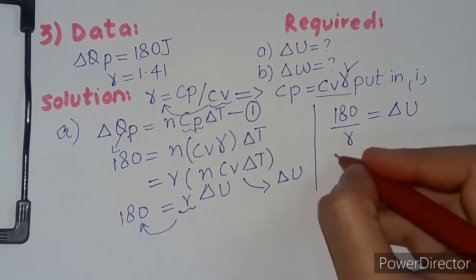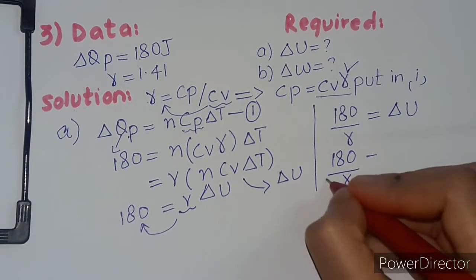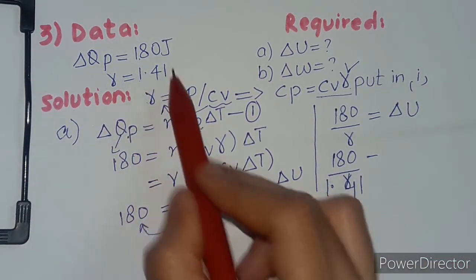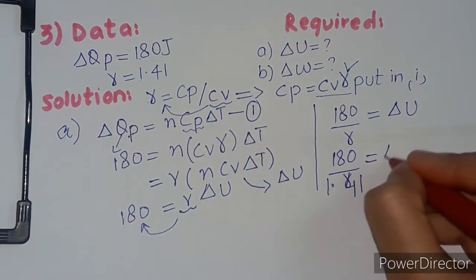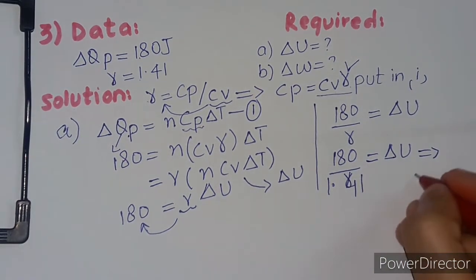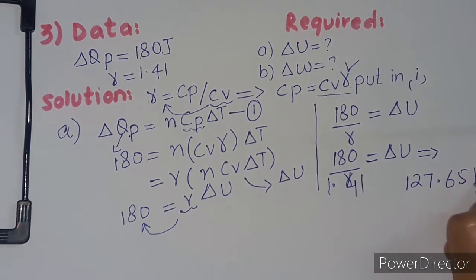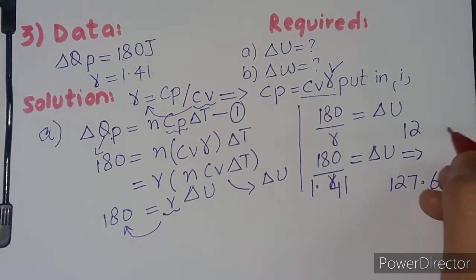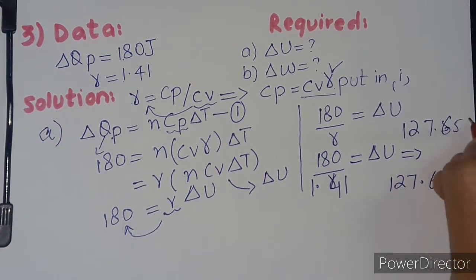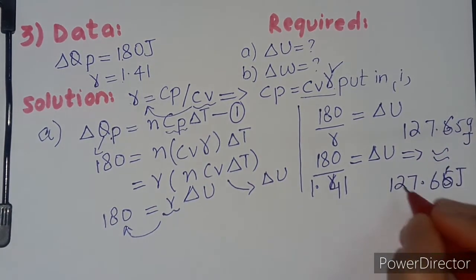Now 180 divided by gamma, putting the value of gamma 1.41, is equal to del U. Now the value of del U is 127.659 joule. By rounding off we get this value.